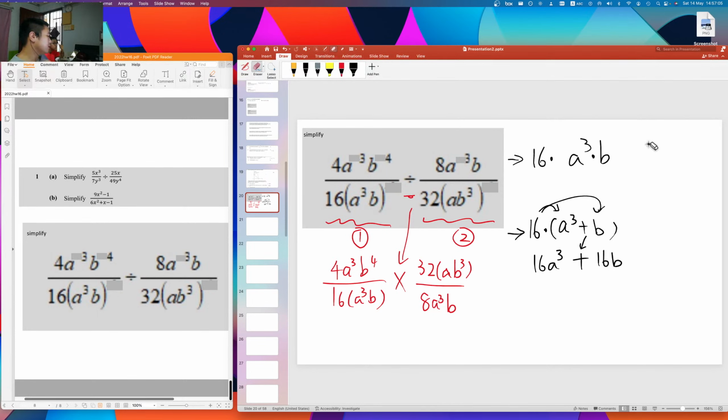Okay, what did I say? If it's times throughout, just remove the bracket. Correct. And then if it's plus or minus, is it plus? You have to open the bracket with the arrow, first arrow and second arrow.